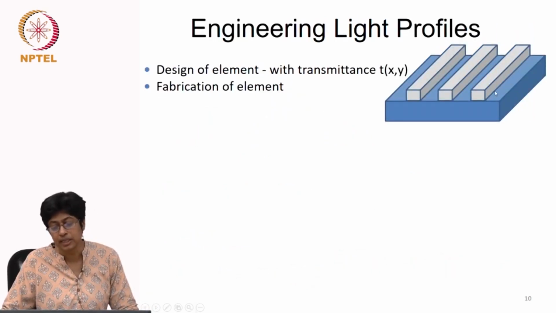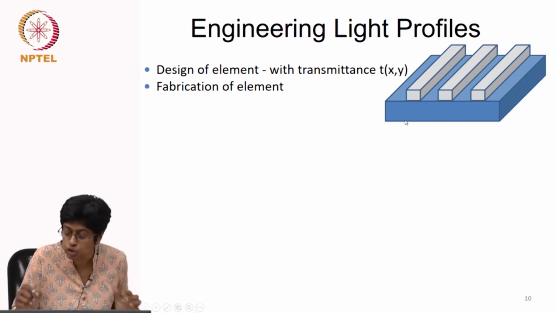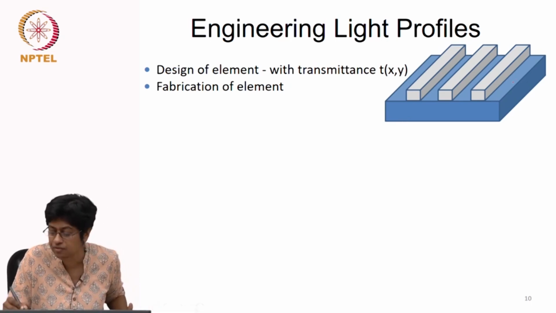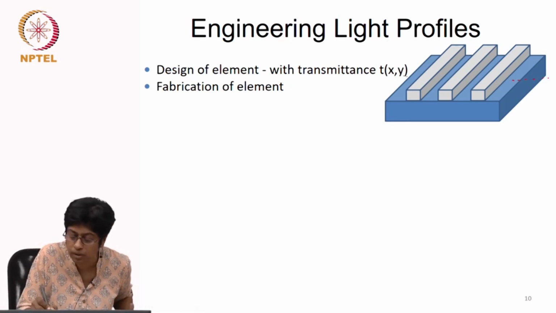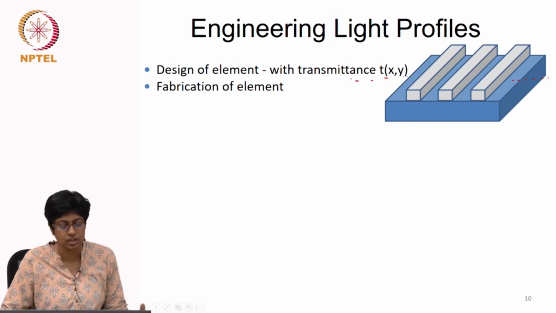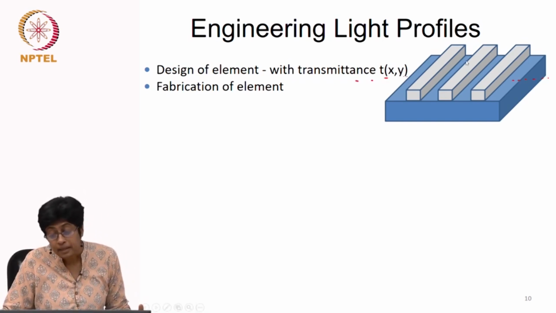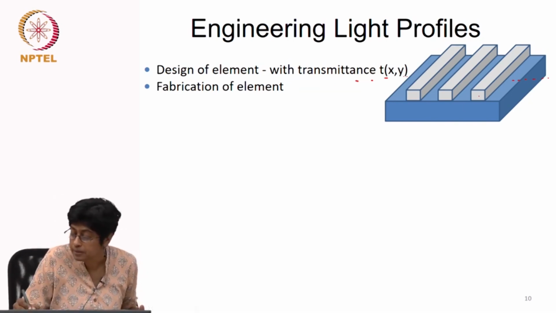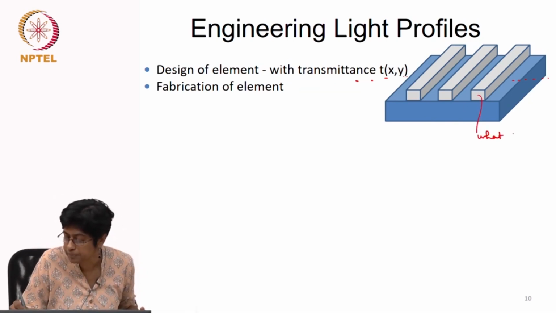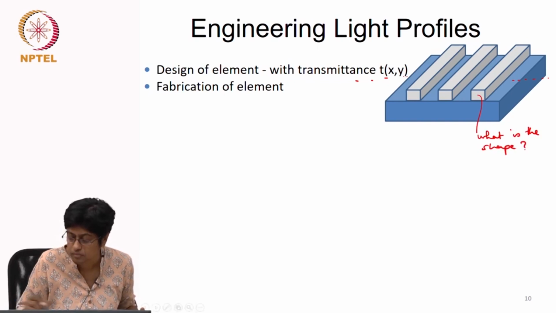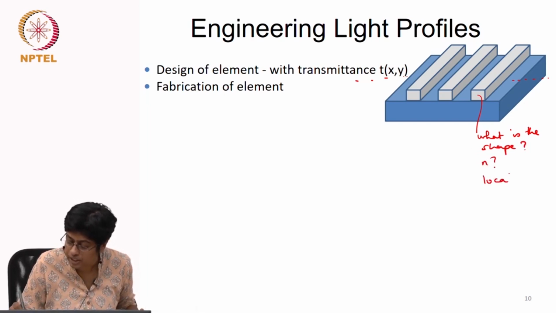So let's take a structure like this. Let's say I had a structure which had these finite cuboids on it, and I've just shown you a part of the structure. If this was a diffractive element, there would be many more. It's like I've shown you a section of the structure. Designing the element means: what is the shape of these structures? What is the refractive index? What are the location? What is the geometry?